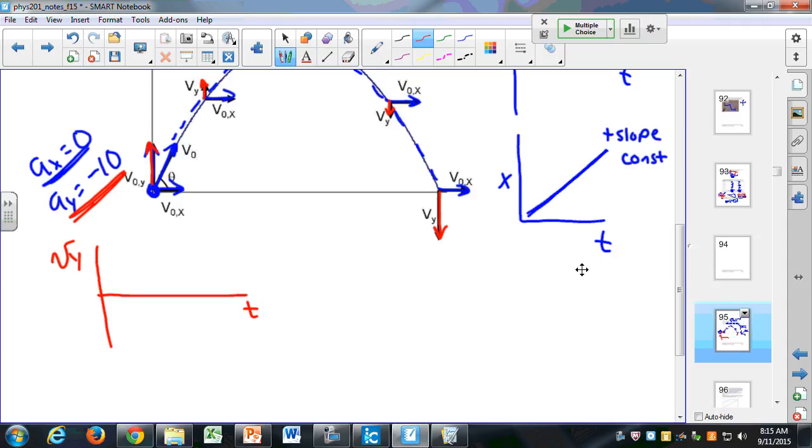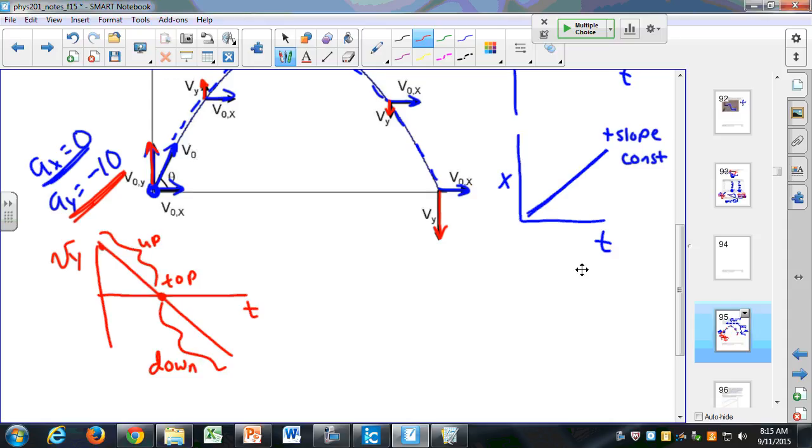Acceleration. So if the acceleration is minus 10, what is the slope of this graph going to be? Positive, negative, or 0? What is it, Lazarus? It's going to be negative, and it's going to start up here, and it's going to go down like that. So this is the upward ascent, when it's going up and slowing down. This is at the top, and then this is coming down.